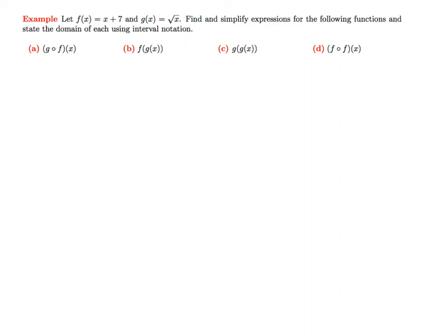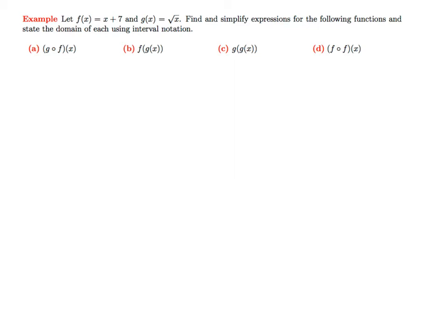In this example, we are going to take a function f of x, which is x plus 7, take x and add 7, and g of x, which is the square root of x. We're going to compose these two functions in various orders in parts a, b, c, and d, and then state the domain for these various composite functions.